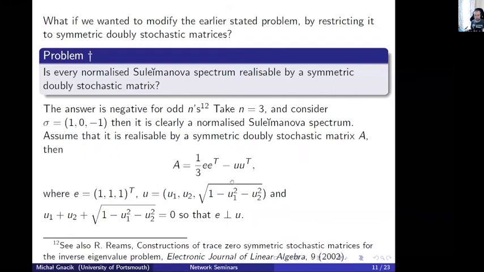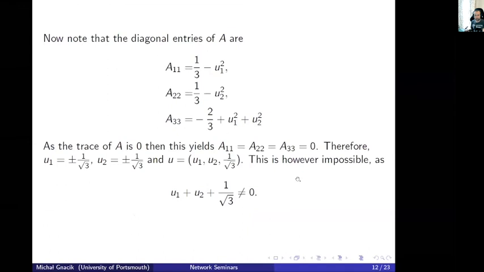And then U has this form, a bit more general, but because I want this to be a unit vector, this is why it has those entries. Moreover, we have to assume that those vectors E and U are orthogonal, perpendicular, so this condition has to hold, right? So now what happens if we actually calculate the entries of this matrix A? Because we can just do it by multiplying those vectors and subtracting.